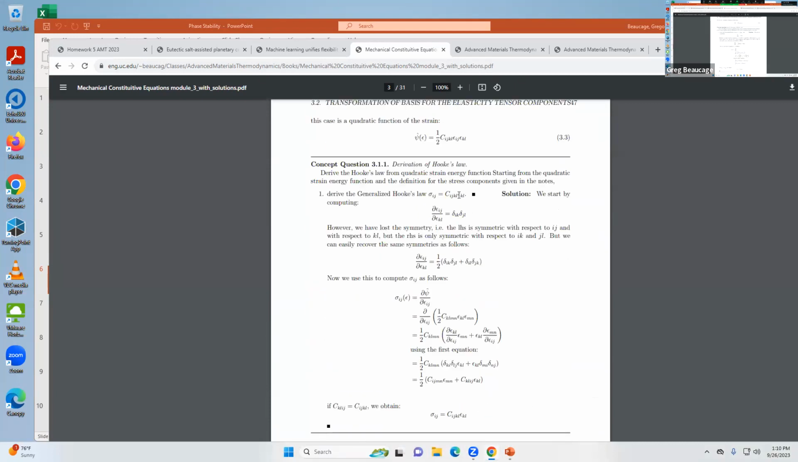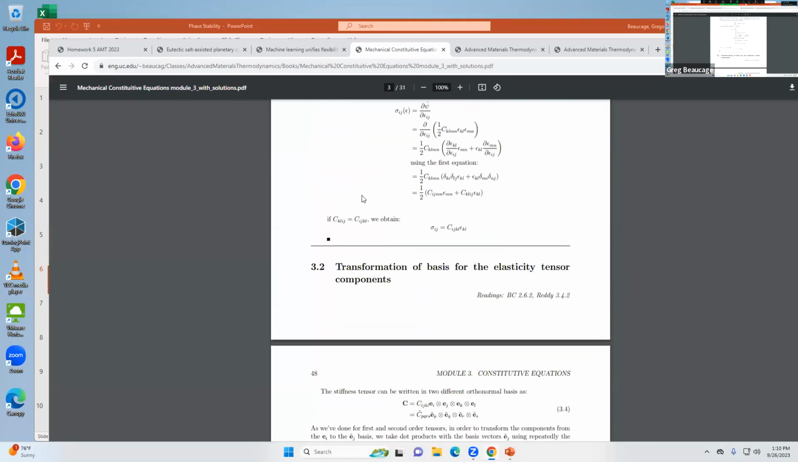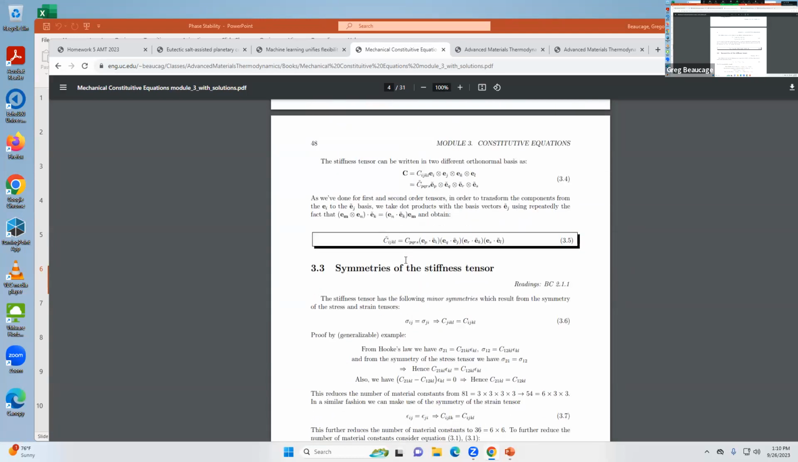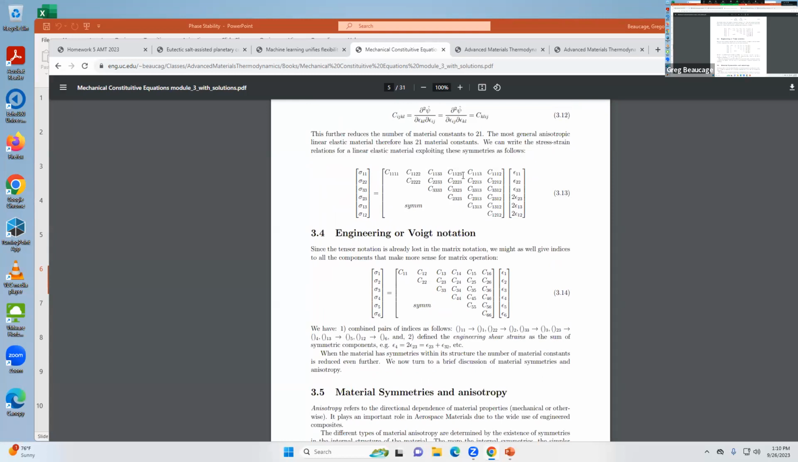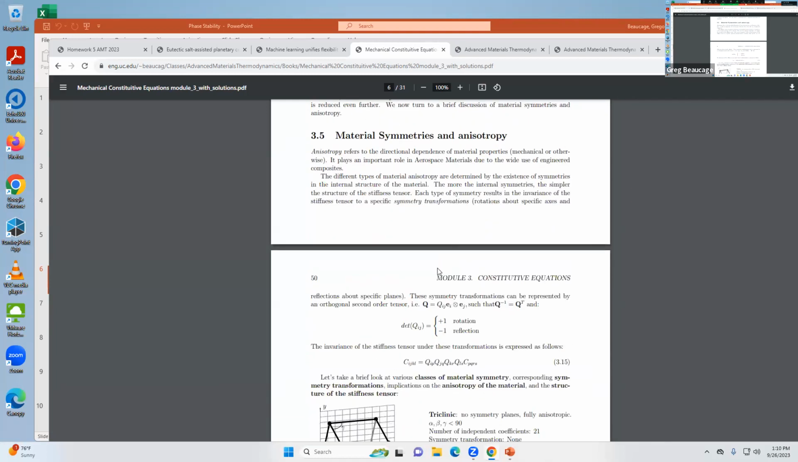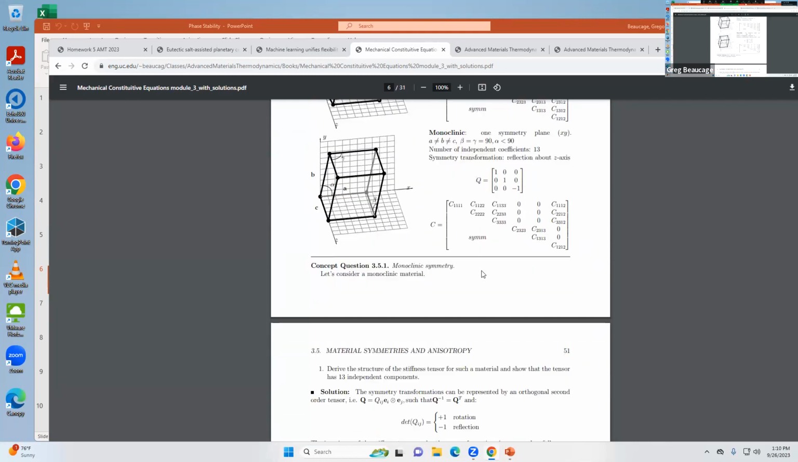You can see he's got C_ijkl, sigma_ij, strain_kl. That's where you get all the moduli. He probably says how many of them there are. And then eventually it gets to a symmetric matrix, and some of these things have no value. So you end up with only, I think, 16. Some are 0, and you end up with 16 of these weird things.